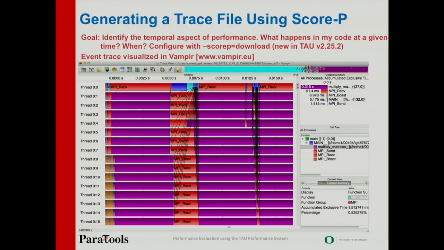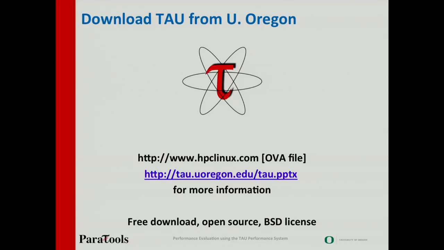That can give you a good idea about what's happening in your code. You can also see a timeline view using Jumpshot or Vampir. Vampir is a commercial trace visualizer that you can get a demo license from ParaTools. And you can see what happens at each point in time. We have a new option called -score-p=download in TAU, which will automatically download what is necessary to build OTF files with TAU. And you can also use an OVA file where all of these tools are pre-installed and you can just launch it in a VirtualBox.